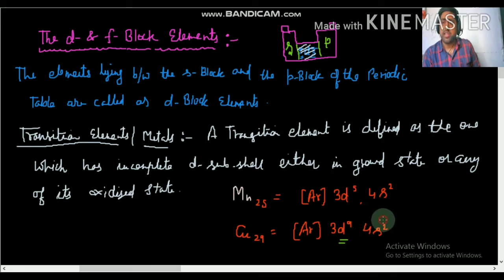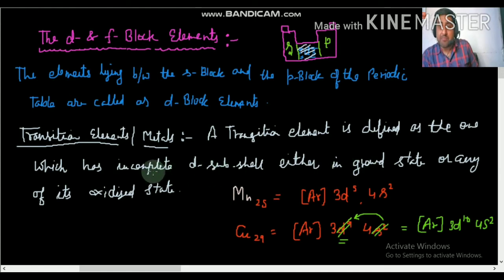So here one of the two electrons from the S subshell gets transferred here, and the actual configuration of copper becomes argon 3d10 4s1. Now by this definition, incomplete D subshell, but here it is not incomplete. Then what happens in case of copper 2 plus? Now this is the ground state of copper, 29.